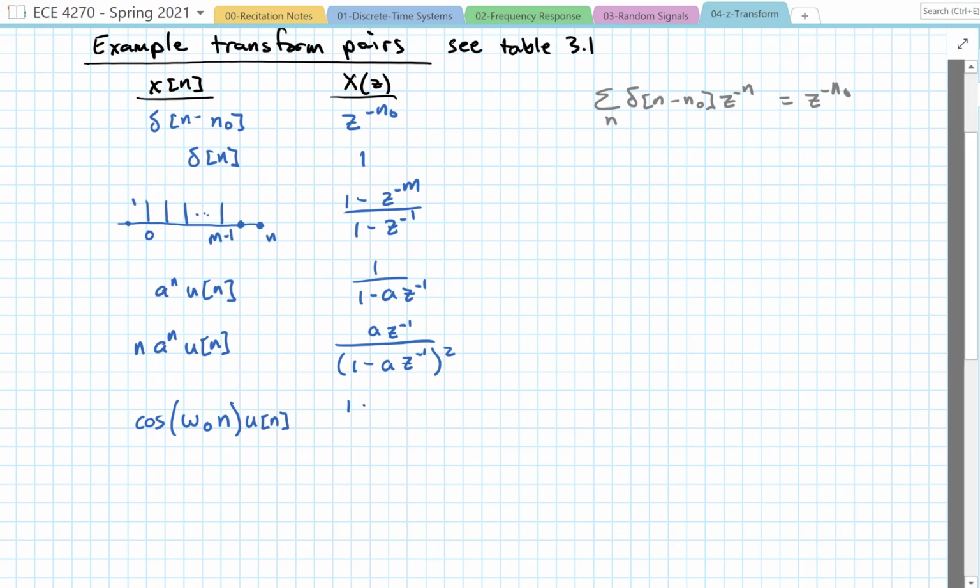So we can do a cosine. We just have to make sure that it's right-sided, it's what we call it. In this case, it starts at 0. And this gives us a relatively strange expression. And there we are. Okay, in table 3.1, there are many more, but I want to make a few comments about some of the things you'll see in table 3.1.